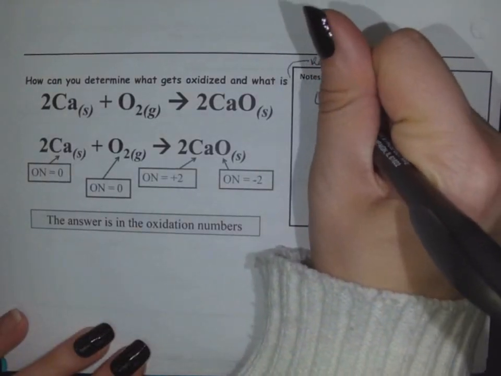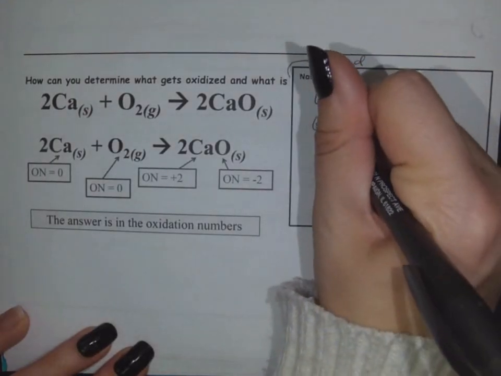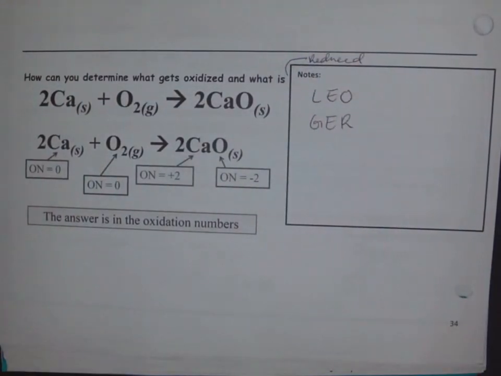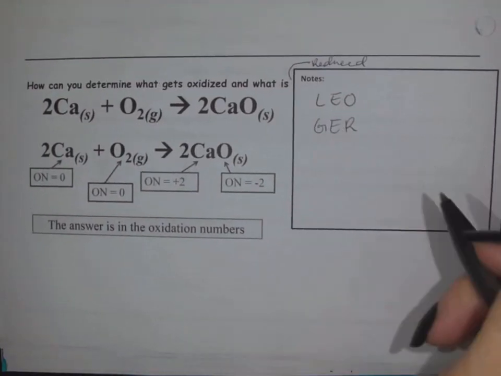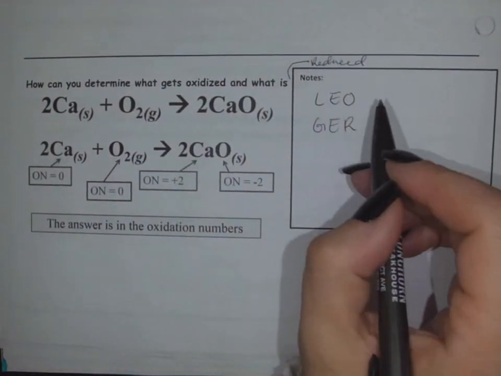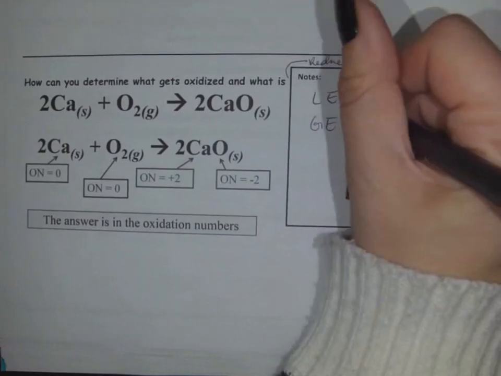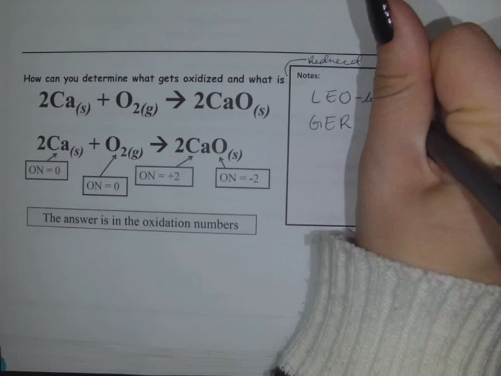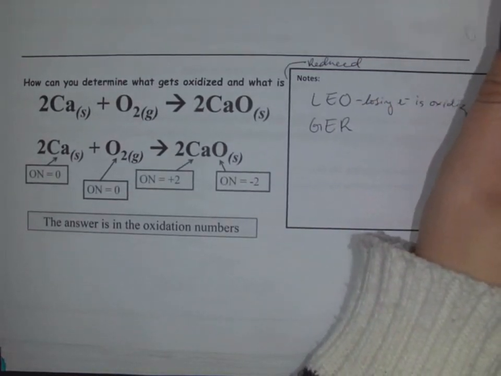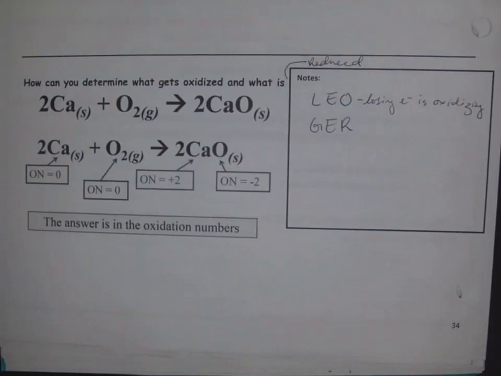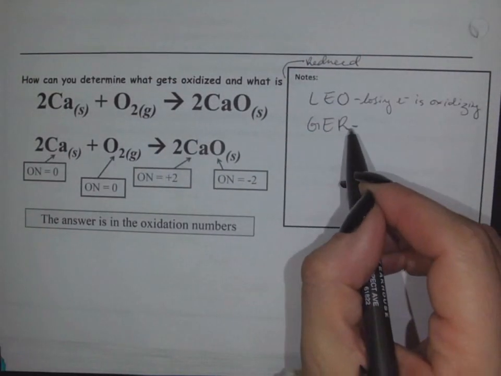Leo. Okay. Leo the lion says grr, and here's what it stands for. Losing electrons is oxidizing. Gaining electrons is reducing.